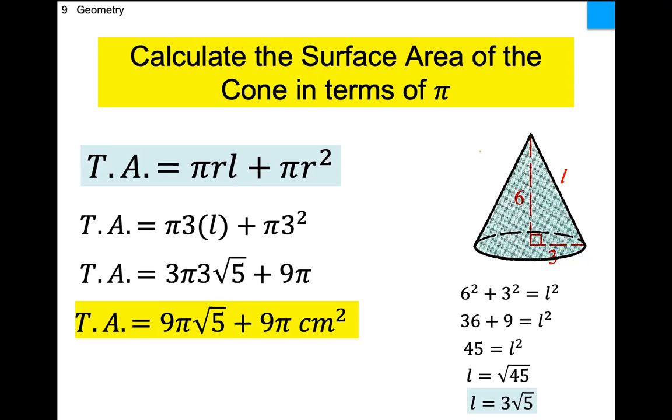So these might be very unfriendly looking answers, but to calculate them, it's not too bad. Not too bad. Questions? Pi RL plus pi R squared, leaving it in terms of pi.